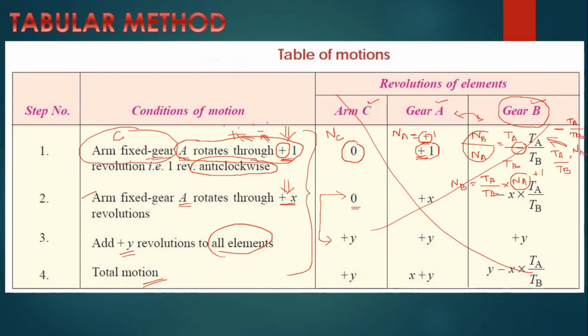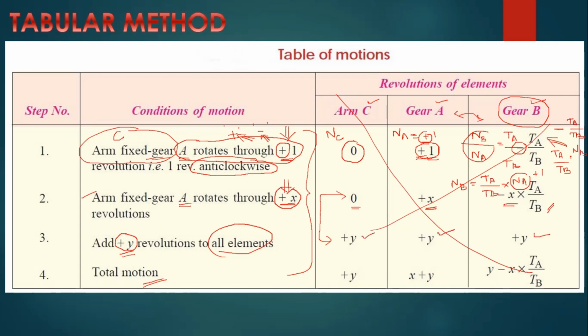The next condition, arm is fixed and gear A rotates plus x revolution. So instead of plus 1 we substitute the x value, plus x, and it becomes minus x into TA by TB. Instead of plus 1, here x is there, right? Then add y revolution, plus y revolution to all the elements. So we have to add plus y and plus y.